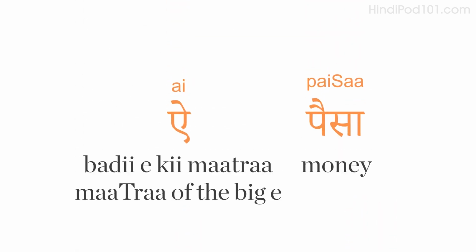Let's now take the word for money. Money, paisa. The matra above the letter P is called the badi a ki matra, or the matra of the big a. This changes P to pa.